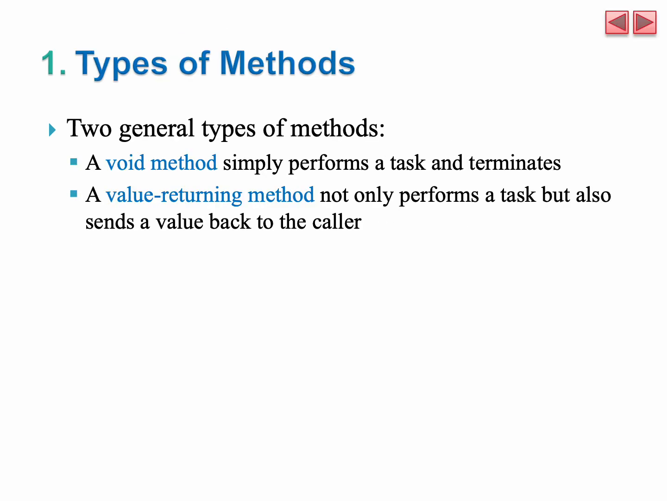Methods can be classified into two general types based on their return types. One is void method and one is value returning method. A void method simply performs a task and terminates. A value returning method does not only perform a task but also sends a value back to the caller. The method calls of these two types of methods are also used in different ways.